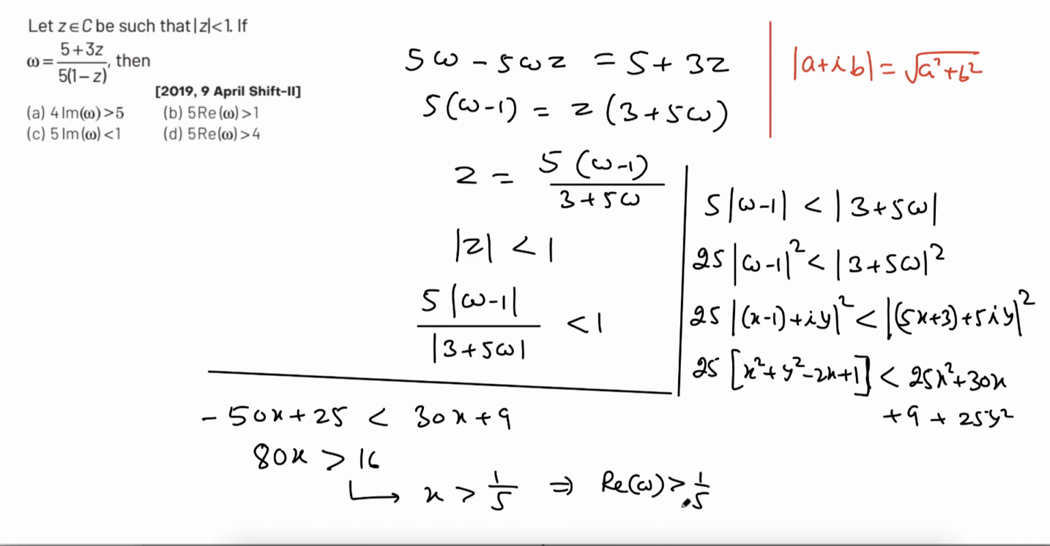What about the imaginary part of omega? Anything can happen because y got cancelled. Means this condition is not affected by the imaginary part of omega. It affects only the real part of omega. So this is the answer. B option. Right?